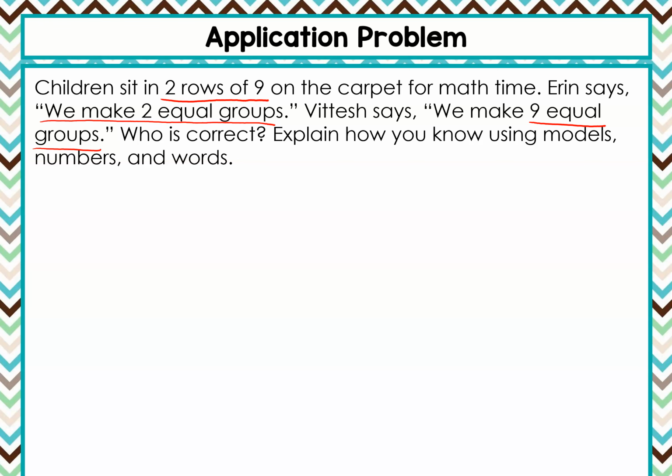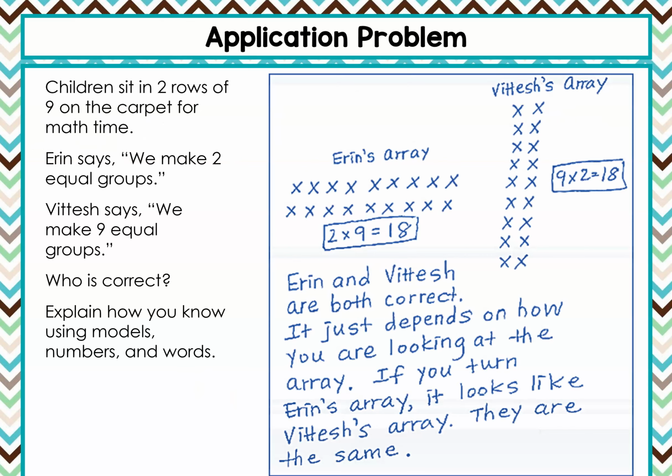Let's take a second to break that down. Let's look at this picture right here. Looking here, we see Aaron's array. Aaron said we make 2 equal groups, so she's thinking that they have 2 groups of 9, or 2 times 9. Vitesh says we make 9 equal groups. Here are his groups: 9 equal groups of 2. So his problem would be 9 times 2. Are either of them incorrect?